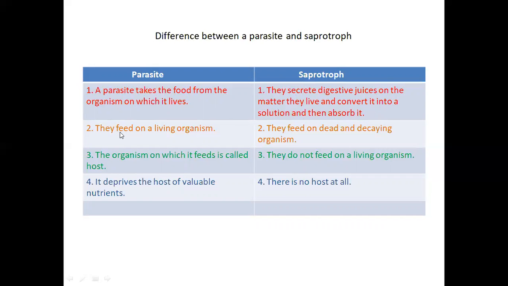Here, you can see, they feed on the living organisms, but here on dead and decaying organisms. Then comes the organism on which it feeds. What is that called? Of course, host, right? Saprotrophs do not depend on a living organism itself. They do not feed on a living organism. Your parasite deprives the host of valuable nutrients directly from the living organism. Here there is no question of a host at all, because it is depending on dead and decayed organisms. So these are the differences between a parasite and a saprotroph.